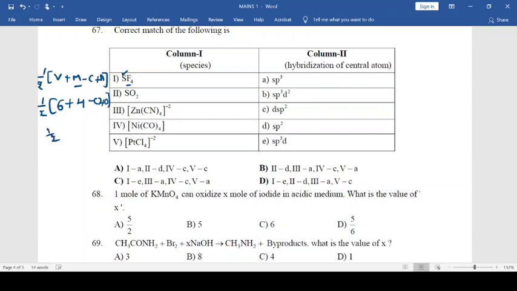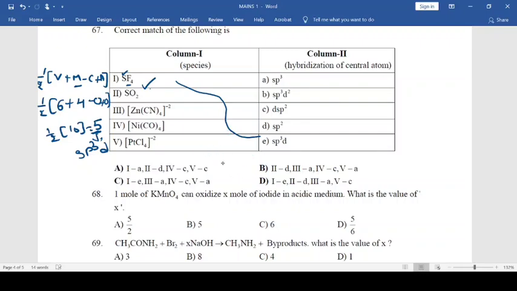So how much are we getting here? Half into 10, that means we are getting 5. This 5 represents the number of hybrid orbitals that are formed after the hybridization. When there are 5 hybrid orbitals, definitely we can predict it as sp3d. So SF4 must be sp3d, that will be E, right?